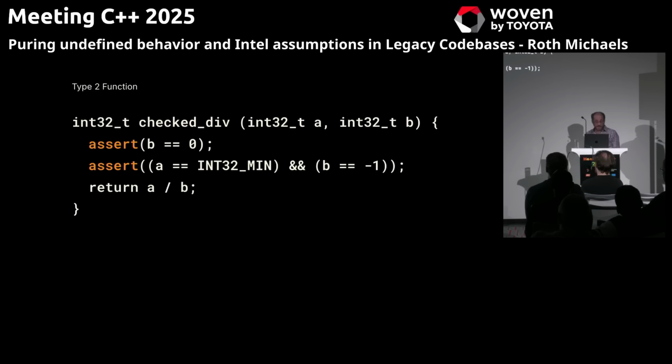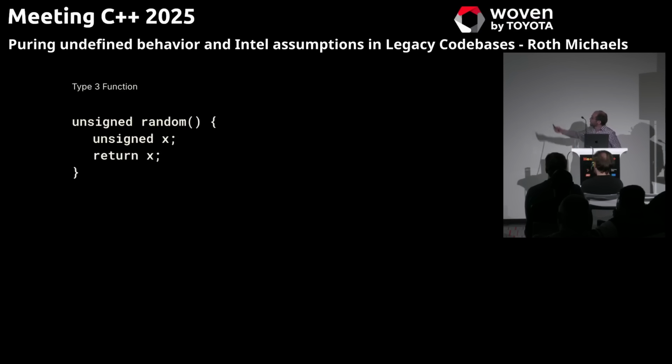A type 2 variation would be one where we might have some asserts at compile time or preconditions, but if you call this wrong, you're going to get undefined behavior, but for most numbers, you'll get good division. And then an example of type 3 was our random number generator from before, where no matter how you call this, this is always undefined behavior.